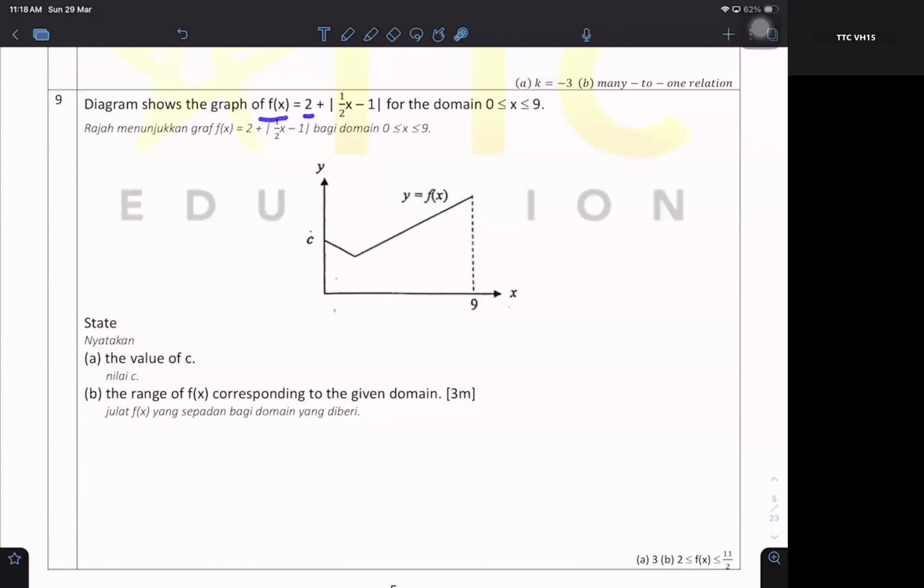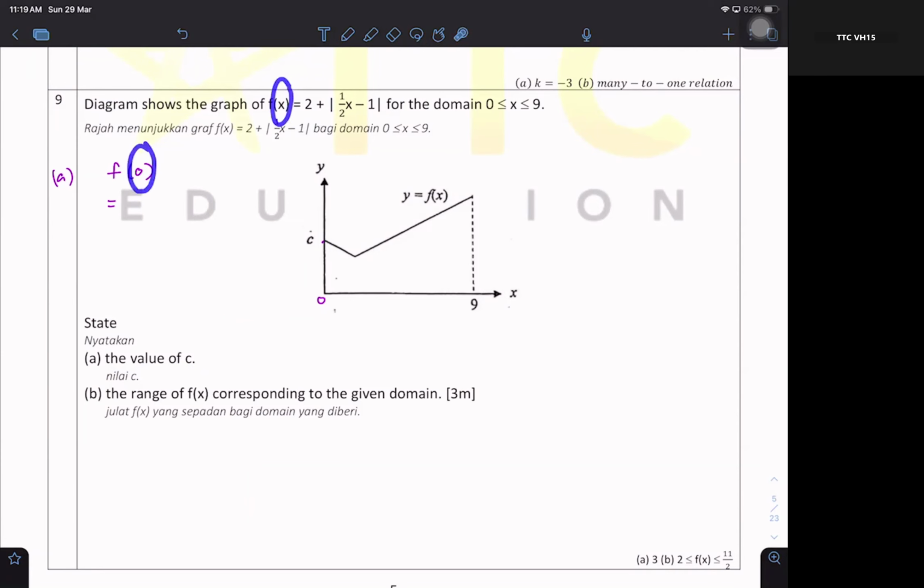Next. f(x) equals 2 plus modulus of 1 over 2x minus 1. Wow, the function is very long. But I tell you what, it is also the same. You just do only question A, which asks you to find the c. Where is the c? c is here, right? The x is 0. So you do f(0).